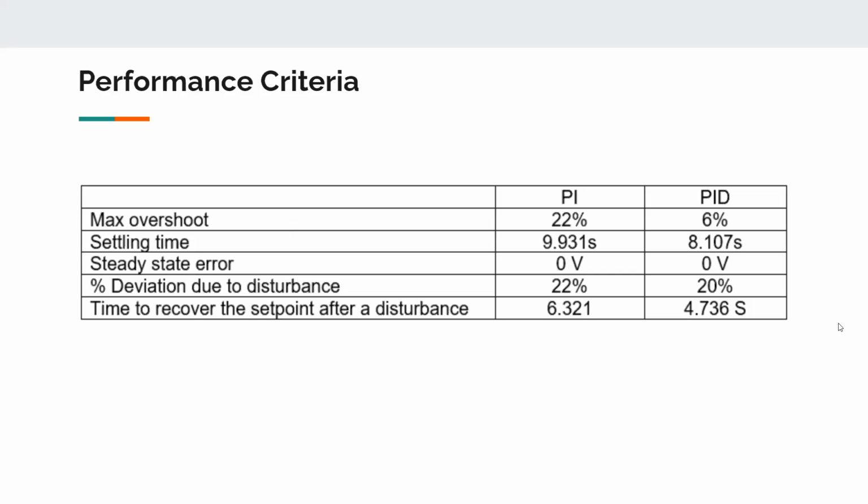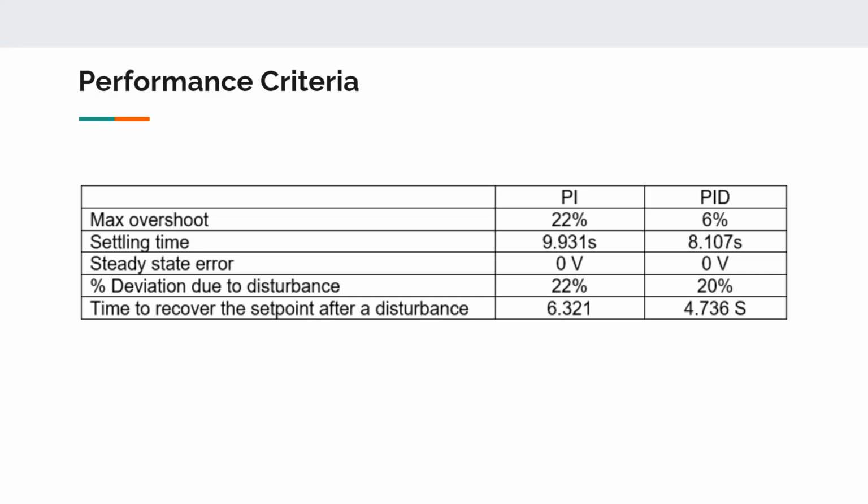After all the tests were done in both the PI and the PID controller, with and without a disturbance, this is the performance of both systems. The PI controller had a much bigger max overshoot than the PID controller, nearly 4 times higher, a 22% versus a 6% in the PID controller. The settling time was nearly 2 seconds faster in the PID controller. The steady state error was the same in both, a 0 volt steady state error.